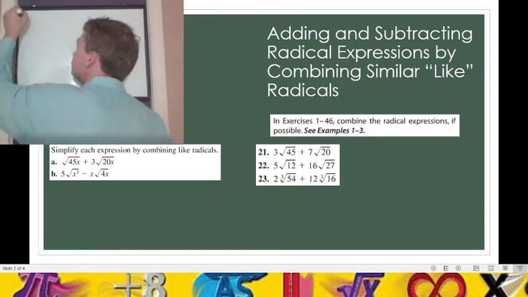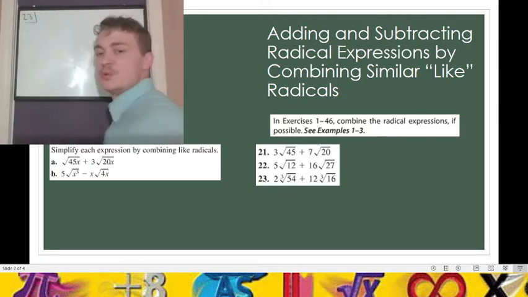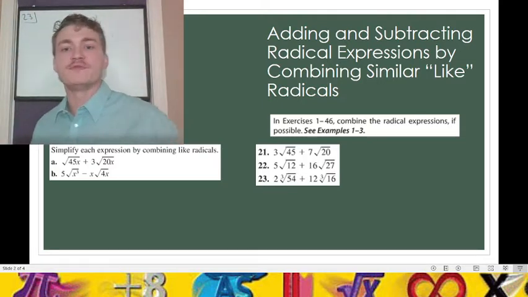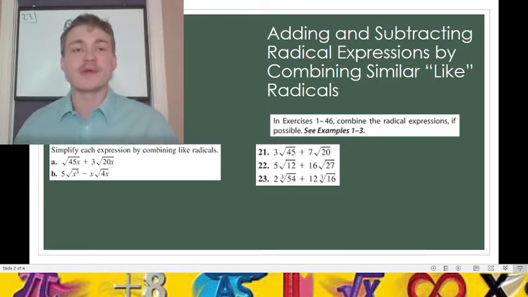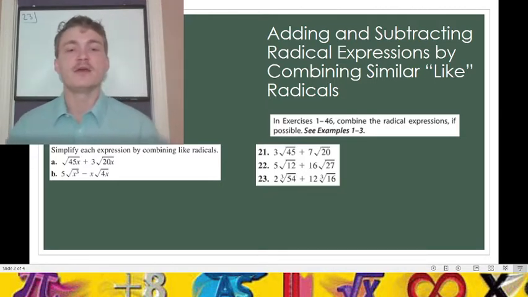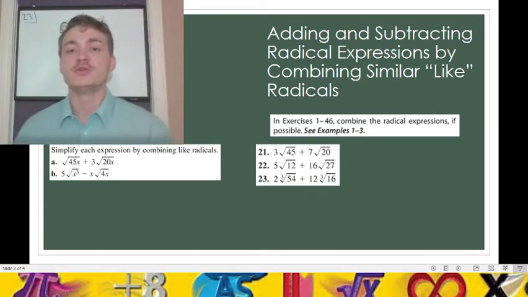Let's try it out. Number 23, 2 cube roots of 54. So we're switching it up. We're no longer working with square roots. We're not worried about things that are being squared. We're worried about things that are being cubed now. Is 54 a perfect cube? 2 to the power of 3 is 8. 3 to the power of 3 is 27.